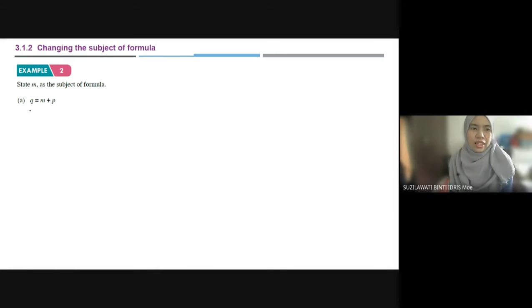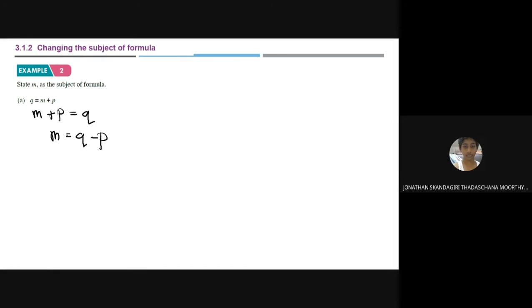Okay. Remember, M plus P equal Q. We need to bring M to the left side. We leave M there. M equal Q minus P. Okay. M equal P minus Q. Salah. Q minus P. Because Q is the formula.